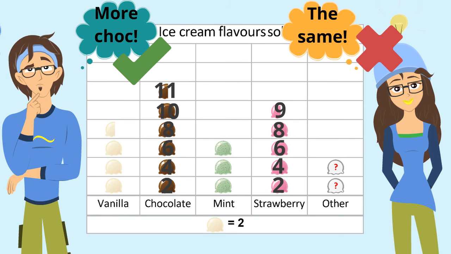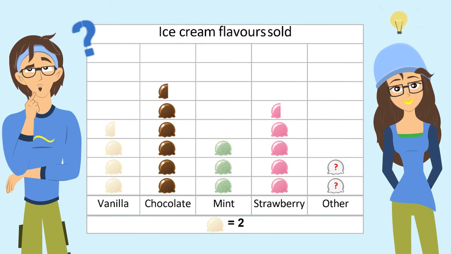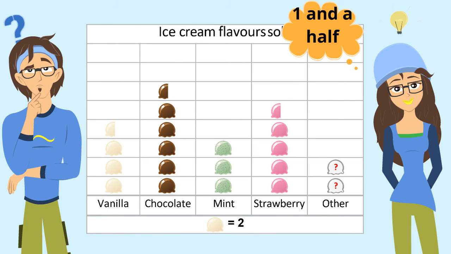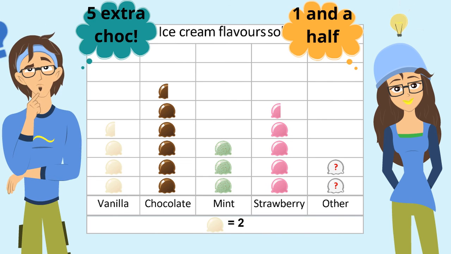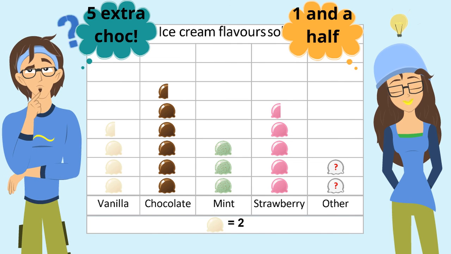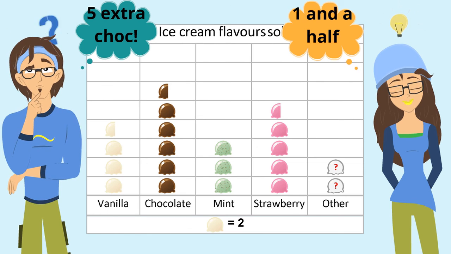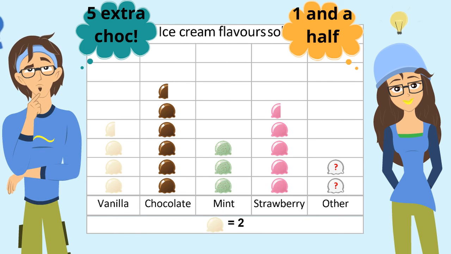The final argument between Jason and Juliet. This time, Juliet says there was 1.5 extra chocolate ice cream sold than mint. However, Jason says no, there was actually 5 extra chocolate ice cream sold than mint. Who do you agree with? Jason with 5 extra chocolate, or Juliet with 1.5 extra chocolate sold than mint? Pause the video and write down your answer.